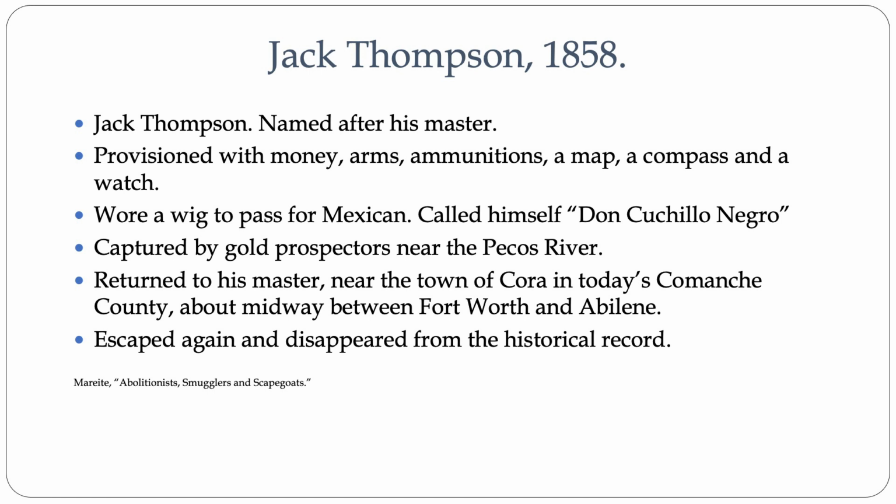Don Cuchillo Negro was captured by gold prospectors near the Pecos River. So he was trying to make it to the area near El Paso. And he was returned to his master in Cora in today's Comanche County, which is about between Fort Worth and Abilene, and he escapes again. And it's stories like this that we wish we could keep tracking and finding.